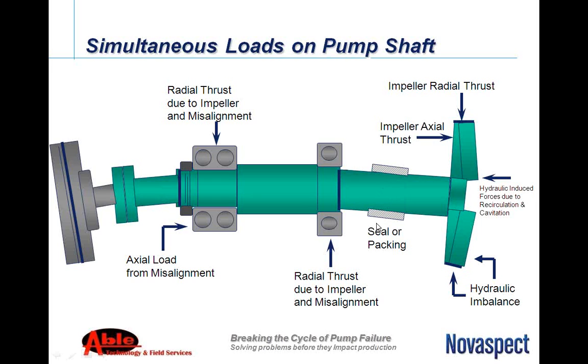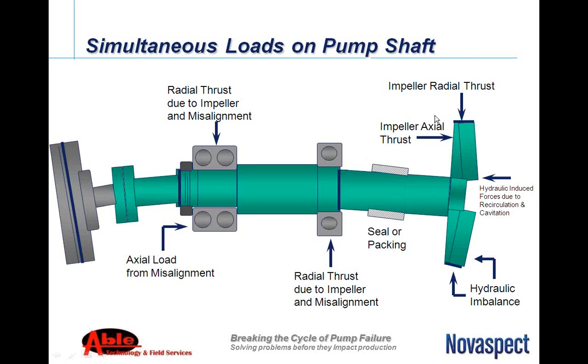This poor packing or seal that's up here is trying to stay as flat as possible. We lap our seal faces. The manufacturer that we sell for laps our seal faces to about 3 millionths of an inch face flatness. It's trying to maintain that without opening. You have a radial thrust being applied due to the impeller and the misalignment that could possibly be in there, and that's that radial impeller load.